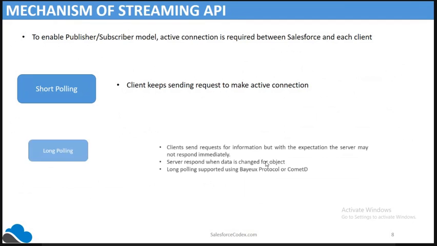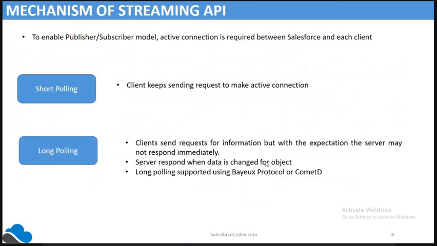The second is long polling. In long polling, the client sends a request for whatever update it wants, but with the expectation that the server may not respond immediately. The client sends a request, but the server will not respond right away. The server responds only when something happens, some data change which the client has subscribed for. So the client asks, but the response is only sent when some data changes on the server side.